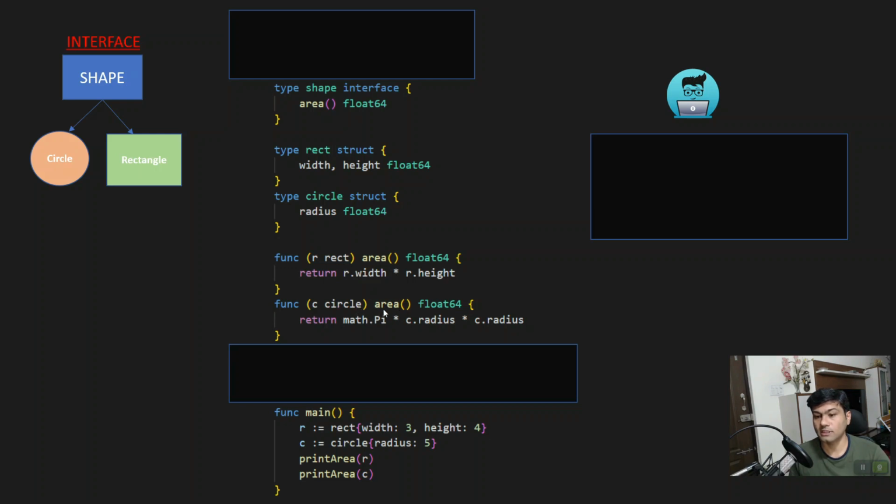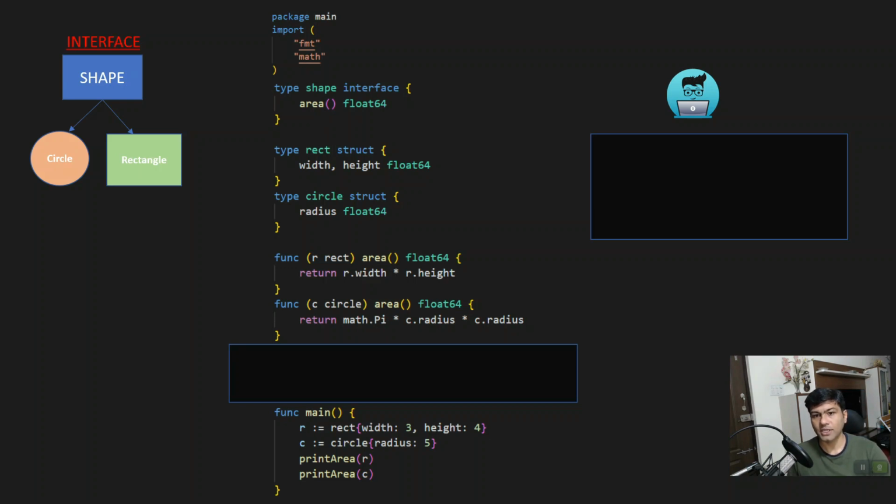So for this similar signature, Area float64, we created functions for the rectangle and the circle, and we separately added the logic of the rectangle and the circle. For the rectangle we added width multiplied by height, and for the circle it will be pi r multiplied by r, so pi r square. For adding pi we have to add the math package, so here we are importing it.